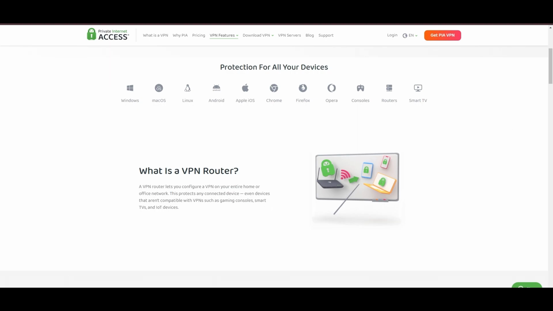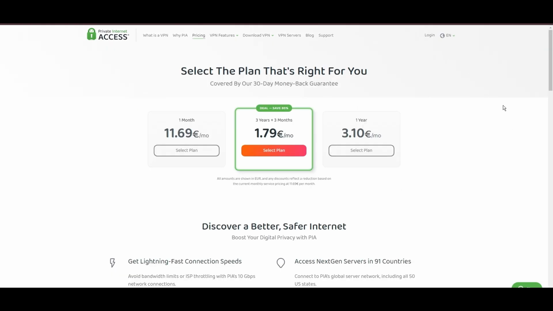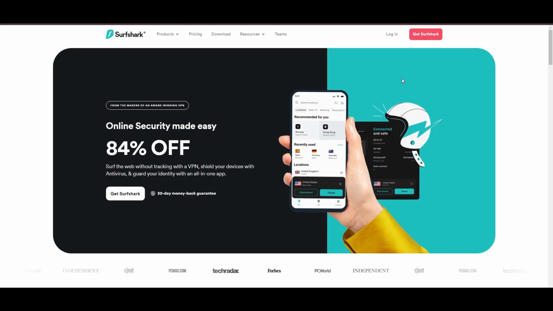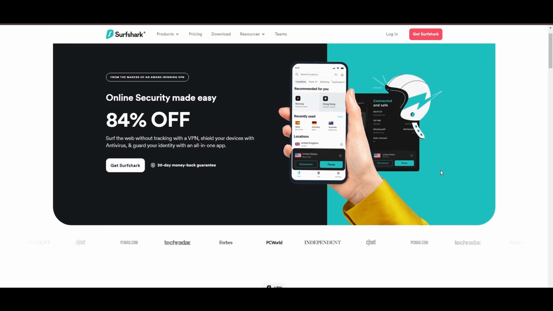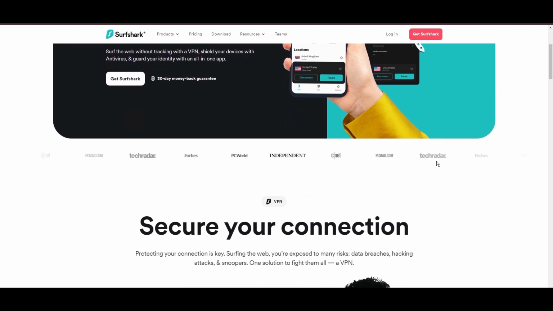PIA's pricing strategy is notably competitive, offering significant savings for long-term commitments, standing out in a crowded VPN market. In summary, Private Internet Access sets itself apart with its unmatched server network and competitive pricing, emerging as a compelling choice for users in Miami.